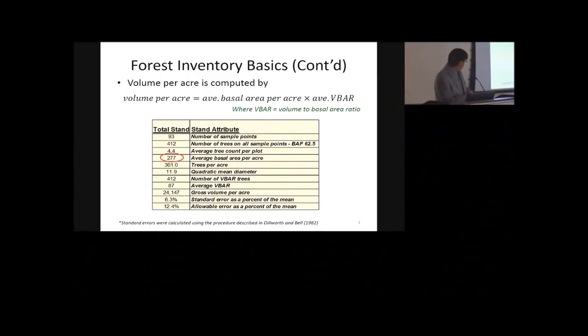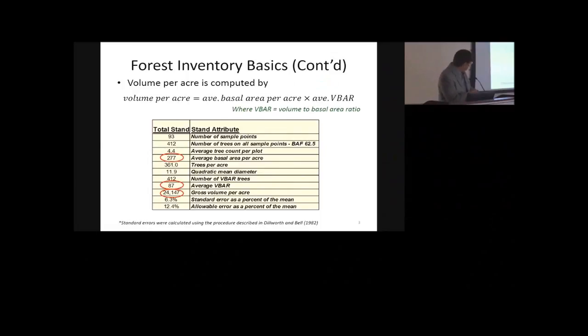The next quantity, the average V-bar. Now in this case, we used the same basal area factor to determine our volume trees, that same 62.5. So you see we get 412 V-bar trees. Well, there's the 87, that's the average V-bar. If you take that average basal area per acre and multiply it by the average V-bar, then you will get that 24,147 thousand board feet to the acre.